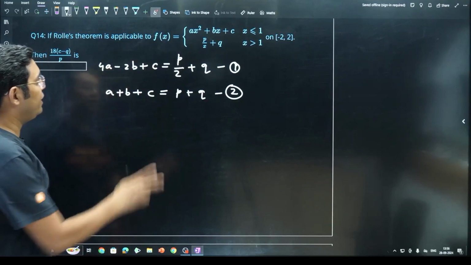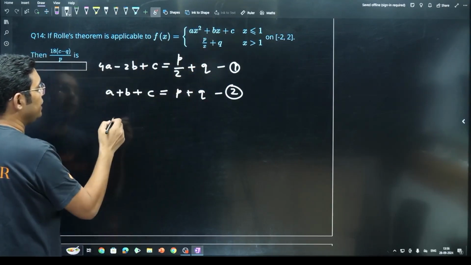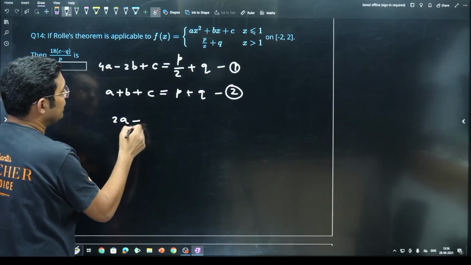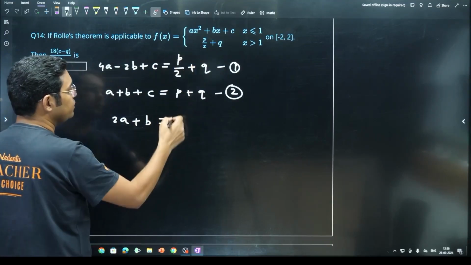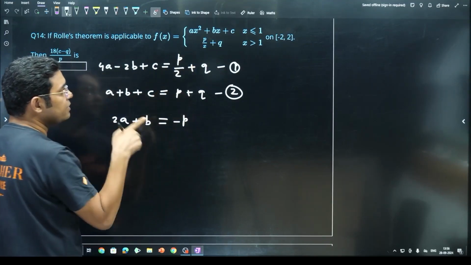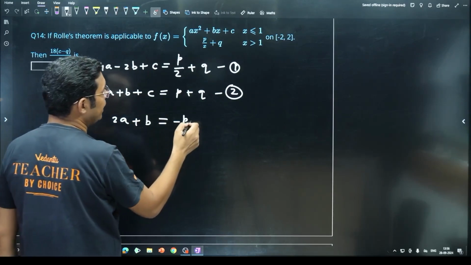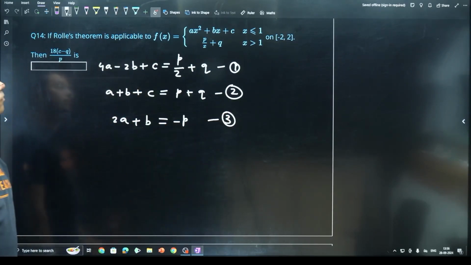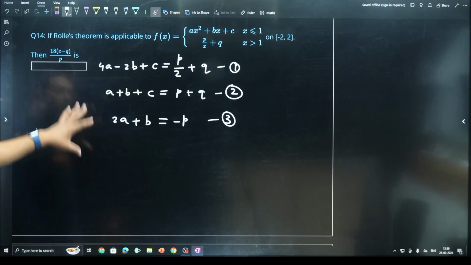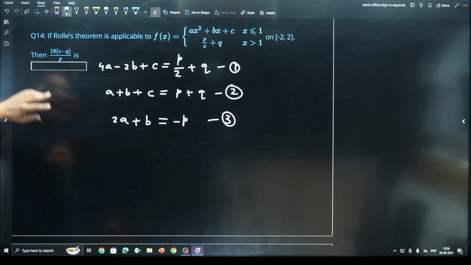So the left hand derivative, by differentiating this, will give you 2a plus b after putting 1 also, and it is equal to the derivative of p upon x plus q, which will become minus p upon x square. Putting x equal to 1 will give you minus p only, and that's it. Okay, so these are the three equations. Using these three equations, we have to find c minus q upon p.